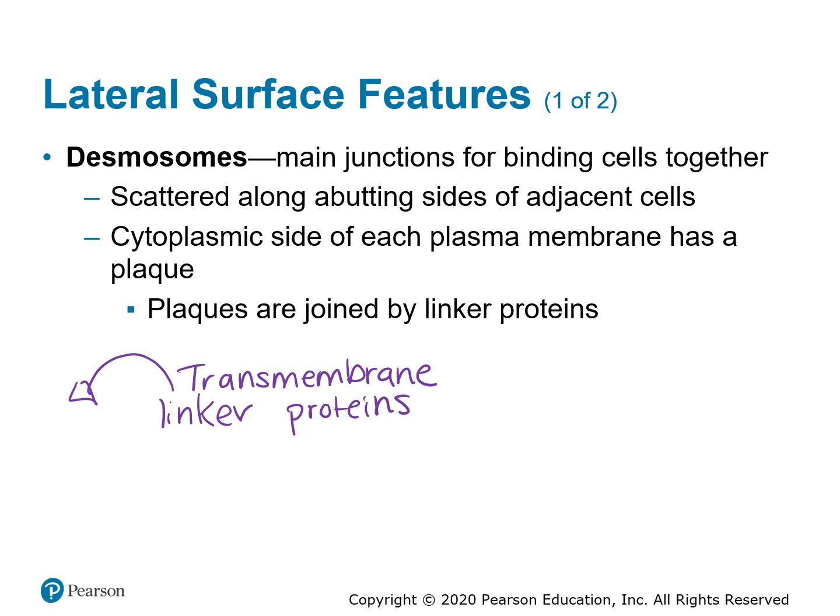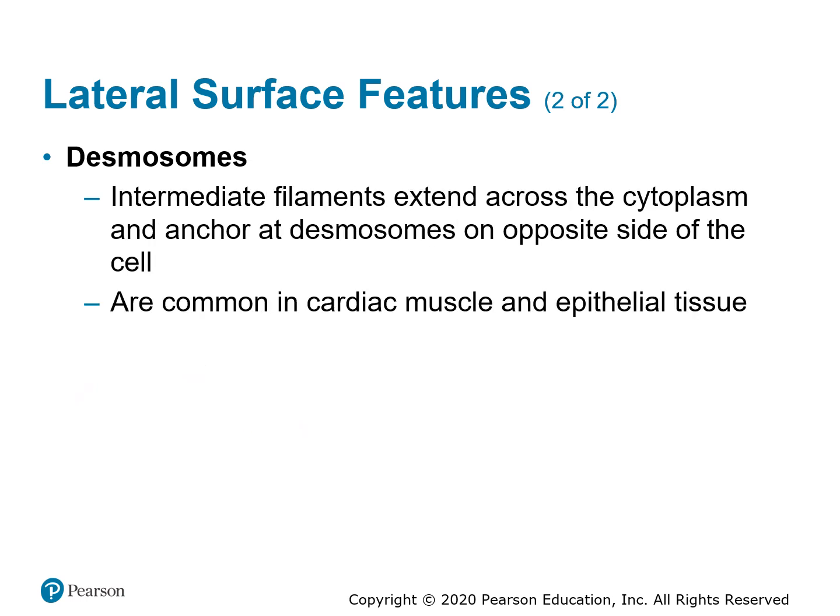So like I said, they're one of the main junctions in binding cells together, and they're kind of all over the place. They have an intermediate filament that goes all the way across one cytoplasm to another cytoplasm. And they're pretty common in cardiac muscle and epithelial tissue.